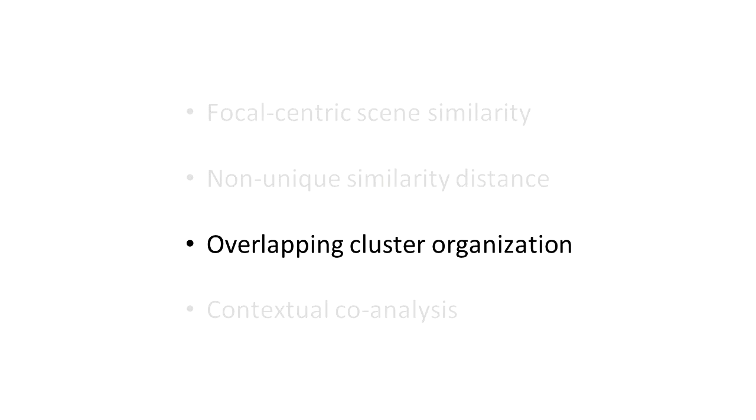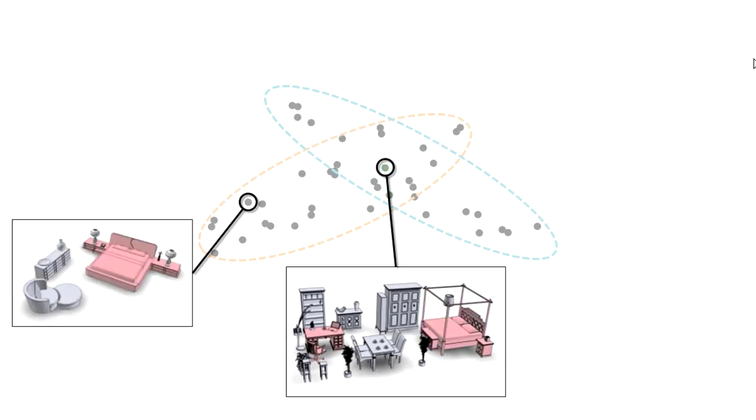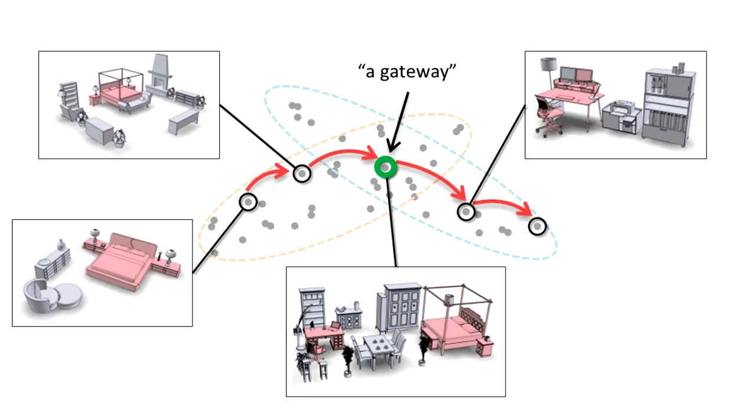The third feature is that our scene organization is not a partition of the collection. The scene clusters can overlap. The overlap is due to scenes that contain multiple focal points. These are typically hybrid scenes, which provide a gateway between coherent scene groups during an exploration.